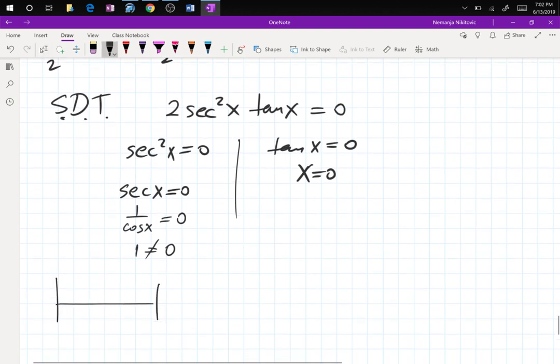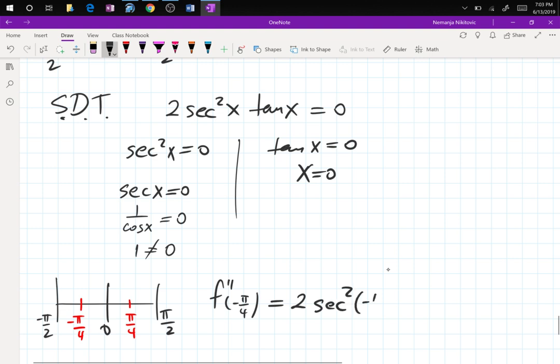So we'll have to partition at -π/2, 0, and π/2. And we have to pick our test points. So use -π/4 and +π/4, as those are easy to compute in tangent, and in secant too. So now we calculate the second derivative at -π/4, which is 2 times secant squared of negative pi over 4 times tangent of negative pi over 4.